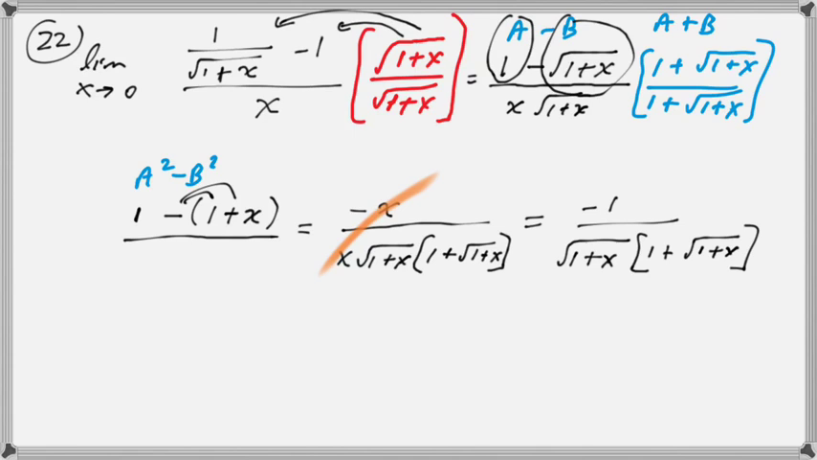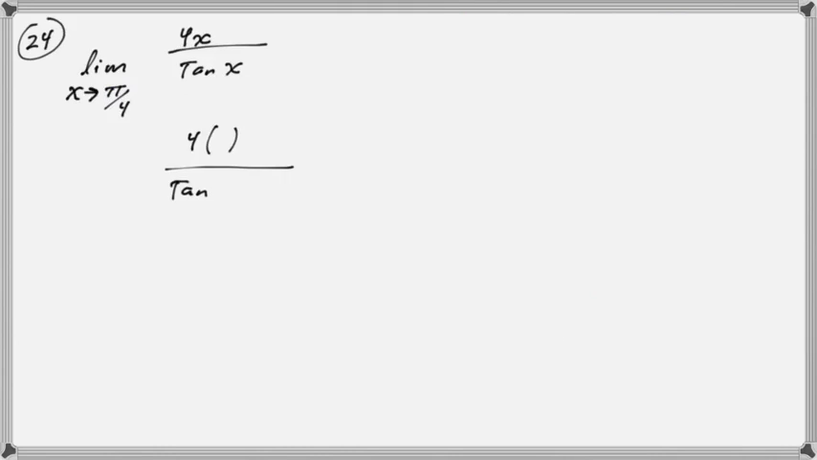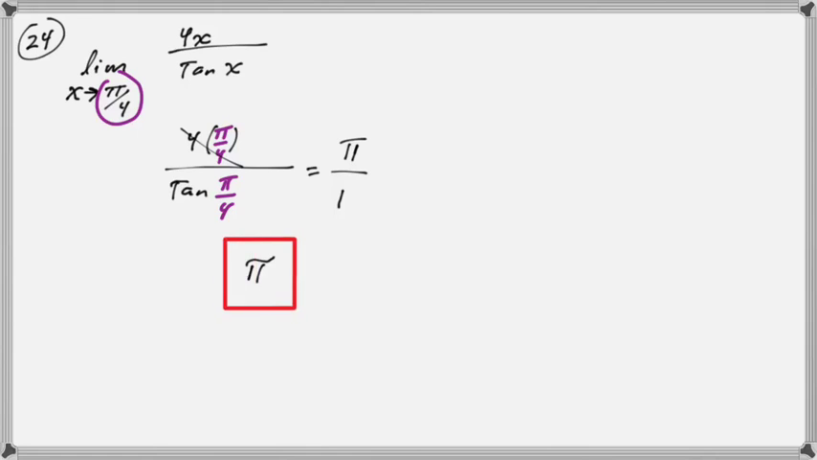And now on our problem, x was approaching 0. So I'm going to put zeros in for these x's. I get 1 and 1 plus 1. So I believe that would give me a negative 1/2. Okay, on to number 24. I think you can put pi over 4 directly in. If you put pi over 4 in, the numerator gives me just pi. Tangent of pi over 4 is 1, so the result is pi.